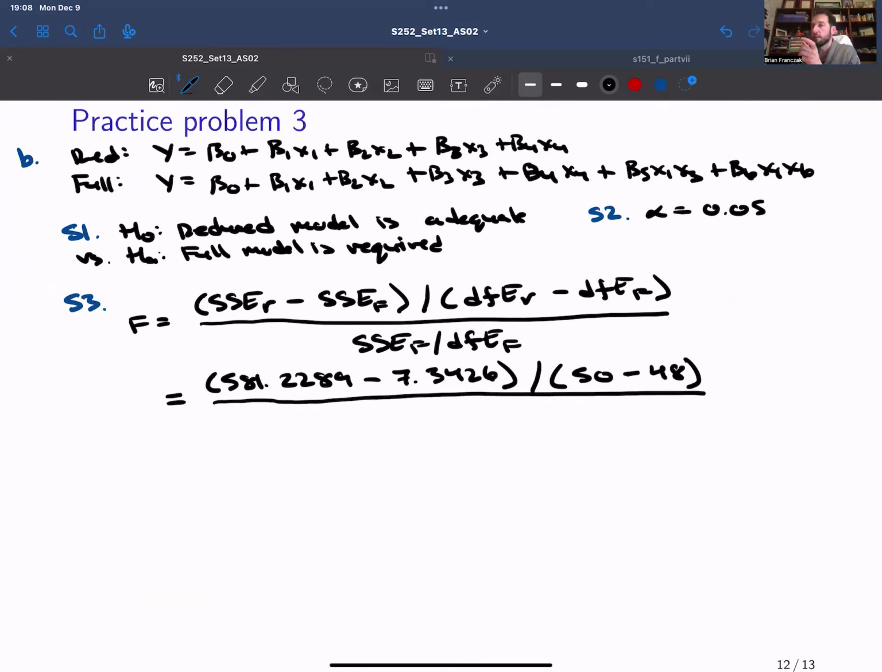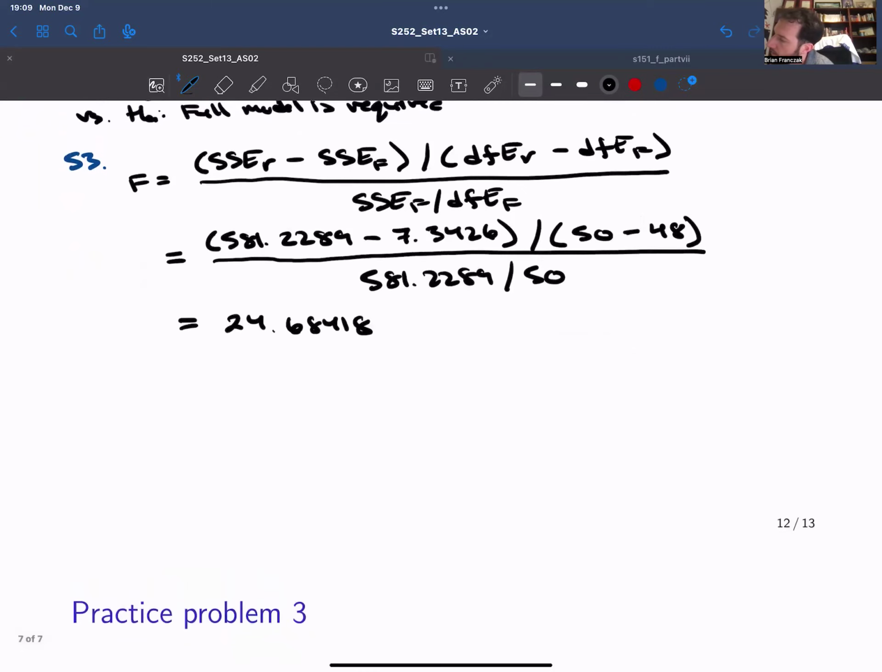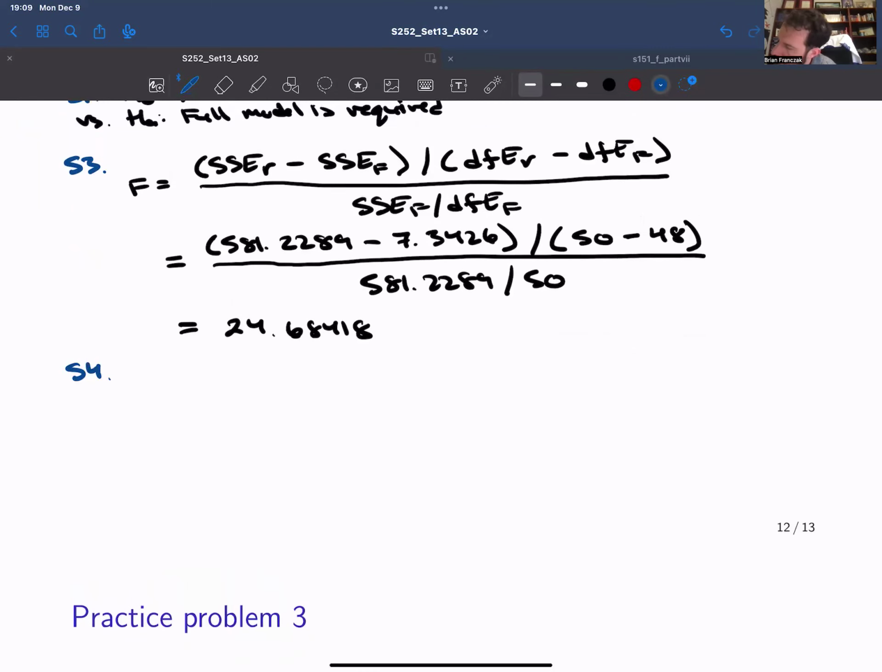The other way you can think about this is the degree of freedom total doesn't change. It stays at n-1, so it's always 54. We have two additional regression terms in the model, so the degree of freedom regression goes from 4 to 6. 54 minus 6 is 48. And then on the bottom, we have the SSE full divided by its degree of freedom. And if we do this calculation, we get, or at least what I got, and hopefully is correct, 24.68418. Okay, more testing.